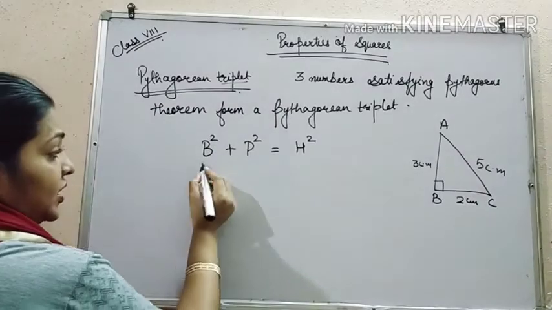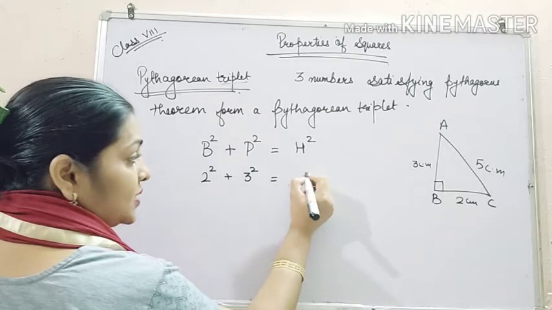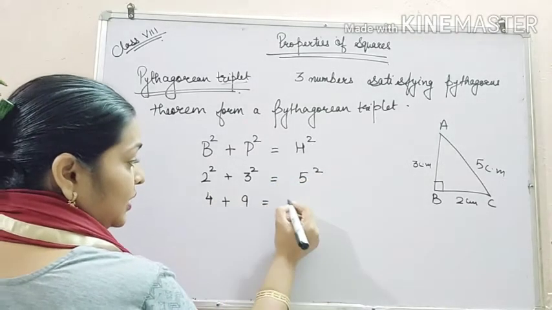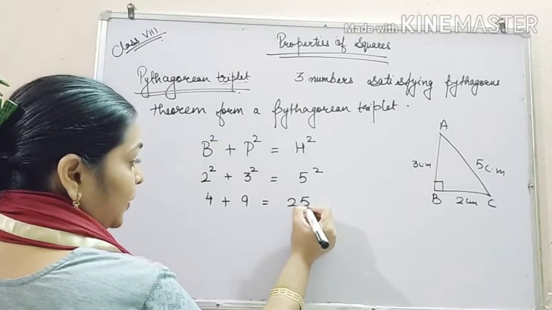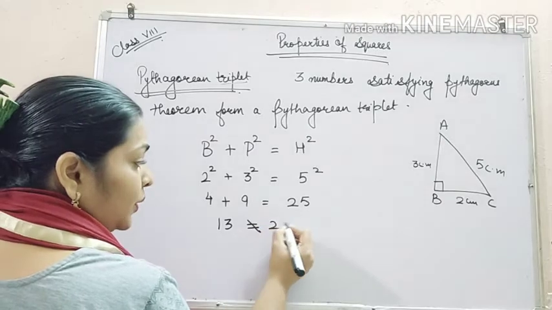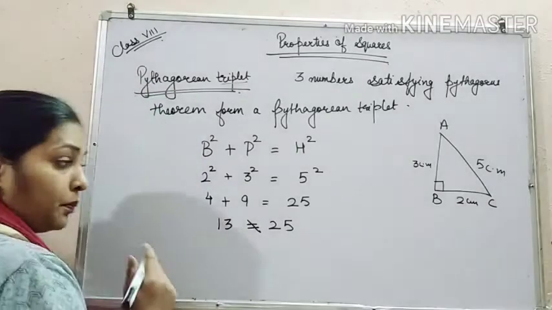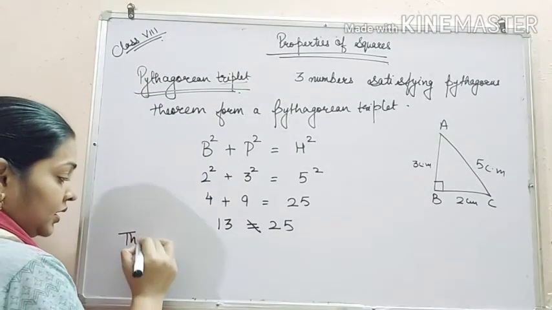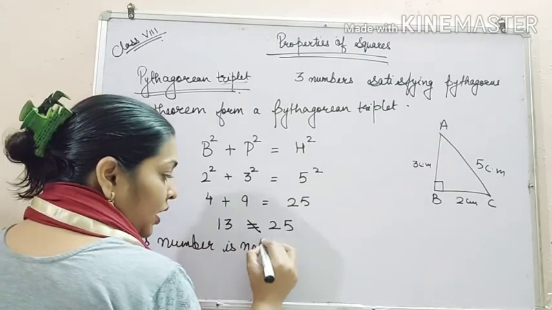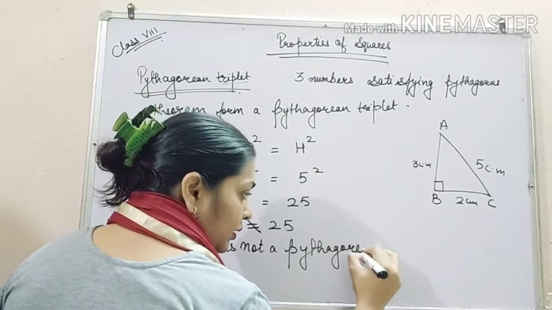If this condition is satisfied, 2 square plus 3 square is equal to 5 square. 4 plus 9 is equal to 25. 13 is not equal to 25. So this is not a Pythagorean triplet.